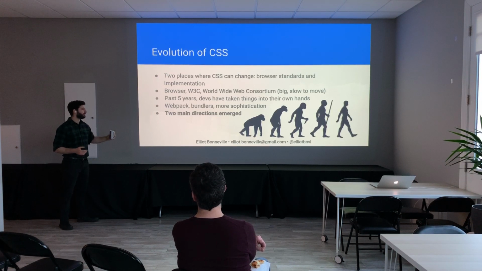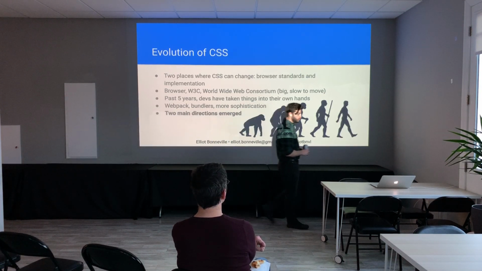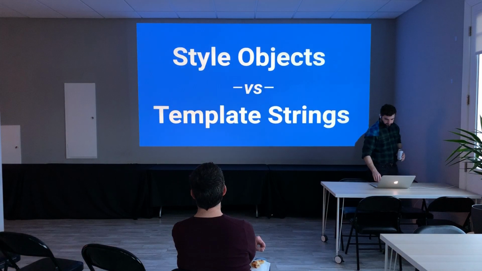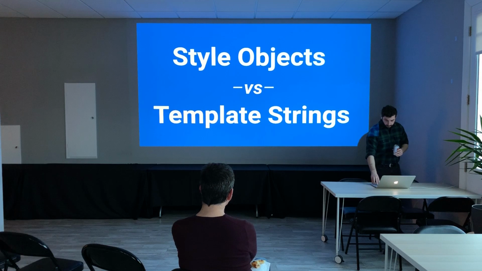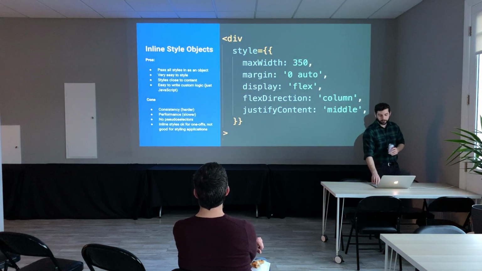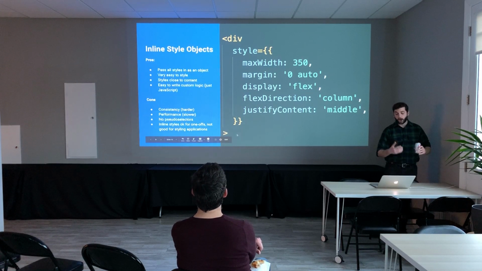And out of that, two main directions emerged. They coalesced into two styles: style objects and template strings. And there was kind of a war about who's going to win. It's not necessarily a conclusive war because they each have different pros and cons. I'm going to dive into that a little bit here. I'm going to keep it brief. I'm not necessarily going to get into all the details, but there are some definite pros and cons we can call out. So this is what the inline style or style object looks like.